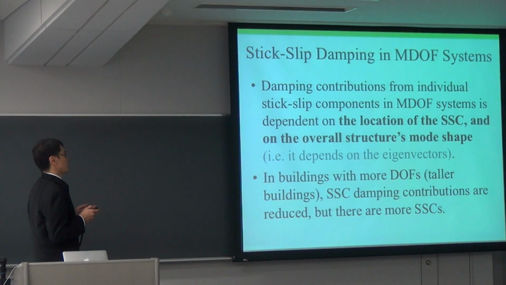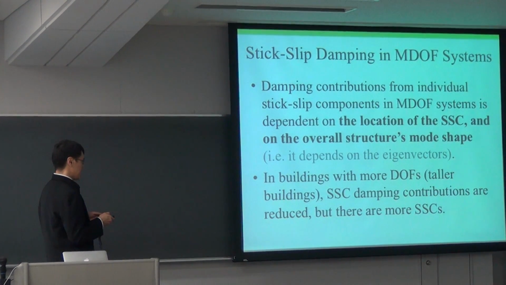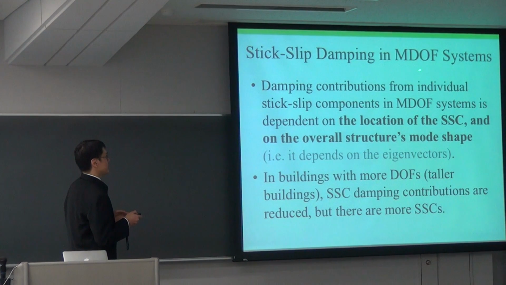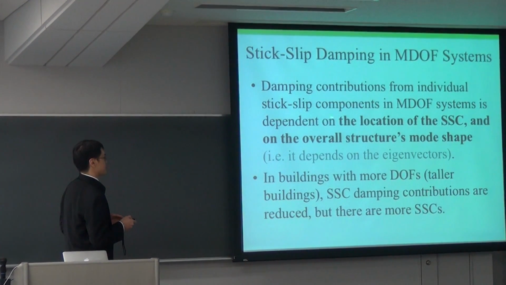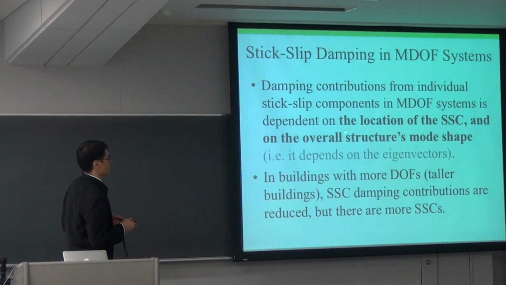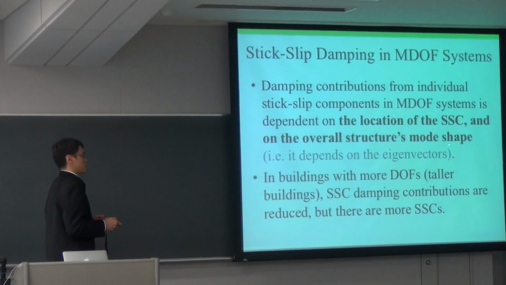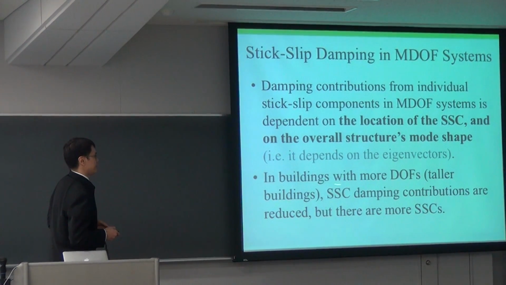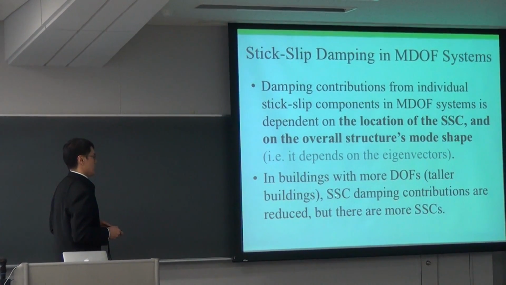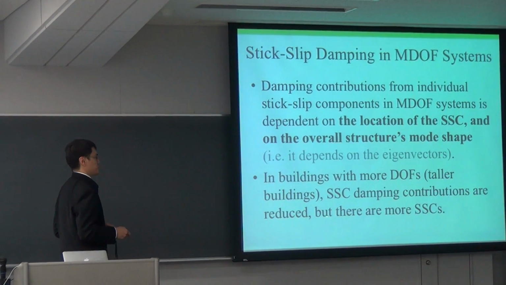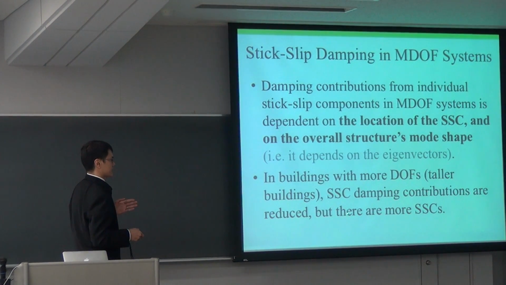Now just a short note about MDOF systems. I found that in multi-degree of freedom systems, damping contributions from individual stick-slip components depend on the location of the stick-slip component and on the overall structure's mode shape. And that in buildings with more degrees of freedom, stick-slip damping contributions are reduced. But we should note that, of course, in taller buildings, there are also more stick-slip components.